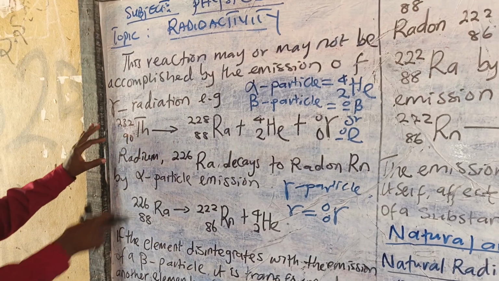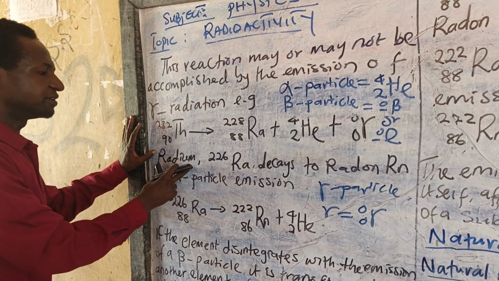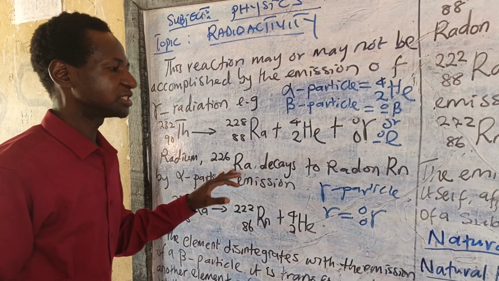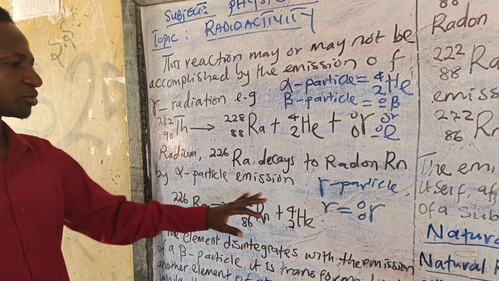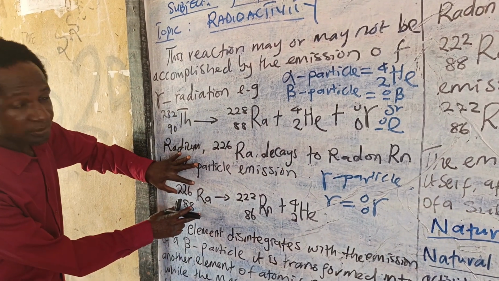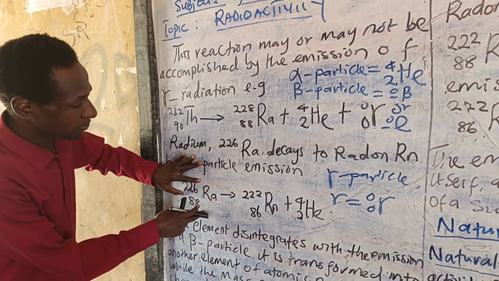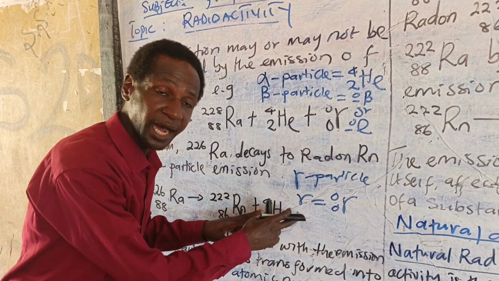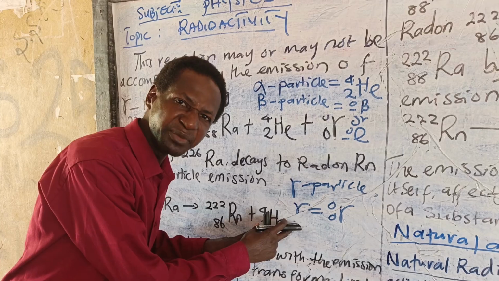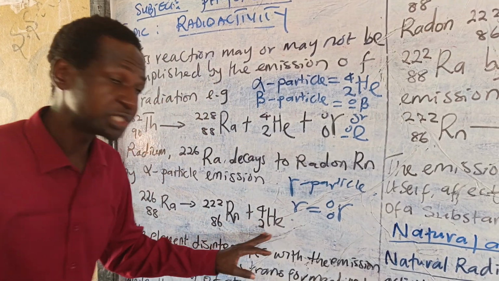And this is radium. Radium decays to radon by alpha particle emission. Look at it. Radium is 88 in atomic number. It decays to radon, which is 86 in atomic number, and it also emits alpha particles, which are helium atoms.